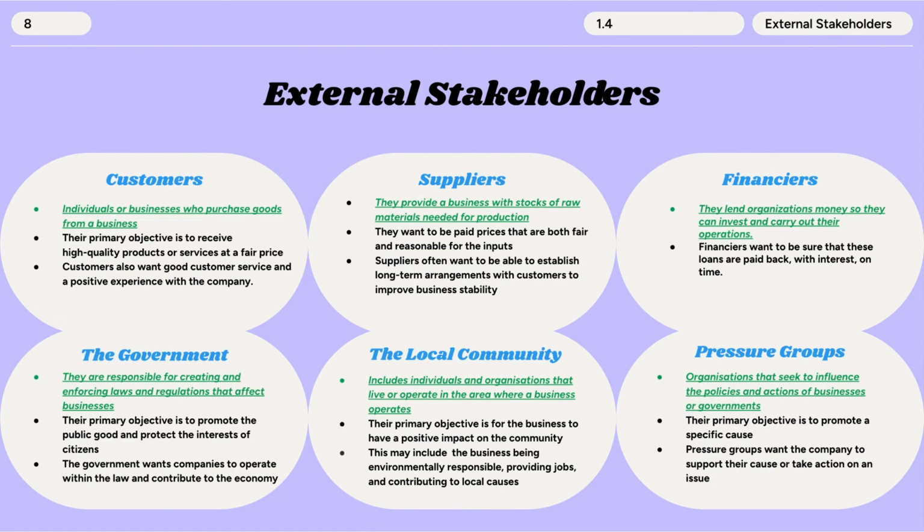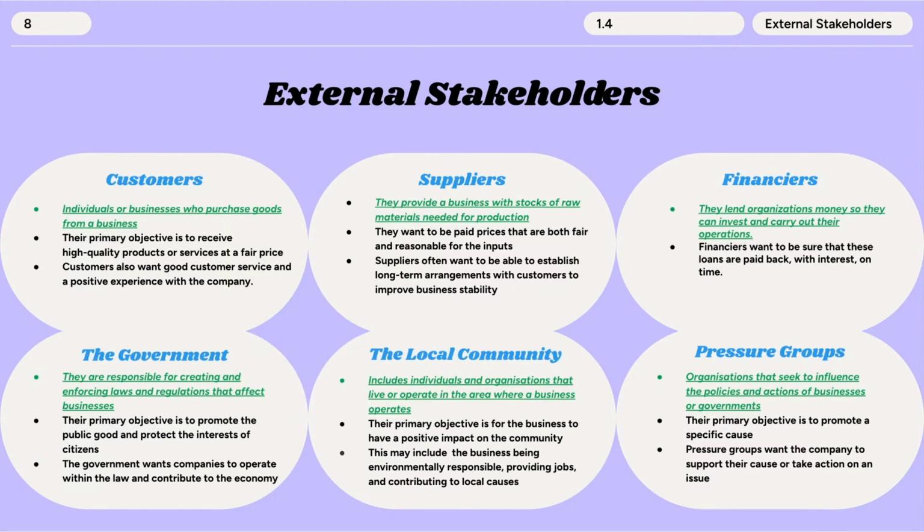And we have the local community. The local community includes individuals and organizations that live or operate in the area where a business operates. The primary objective of the local community is that they want the business to have a positive impact on the community. This is what the local community expects from the business. For example, this may include the business being environmentally responsible, providing jobs, and contributing to local causes.